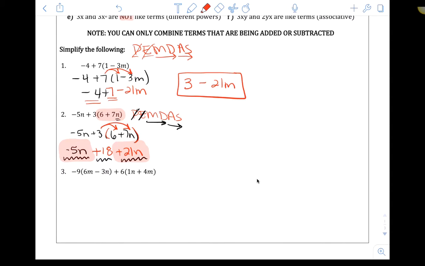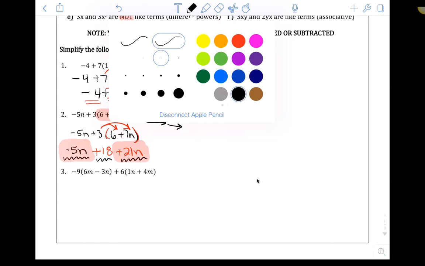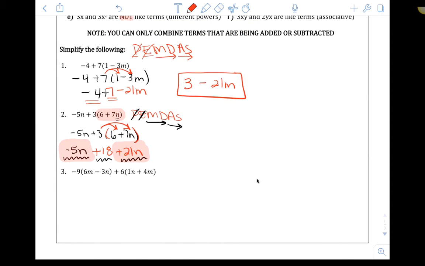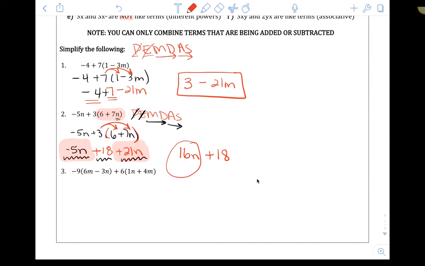So I can combine those. Negative 5n and positive 21n is going to be, I have no idea, 21, 20, 19, 18, 17, 16. Oof, so sorry. 16n, and then plus 18 would follow because it cannot combine with this 16 because they're unlike terms. It just sort of follows along. So right there is our simplified answer.